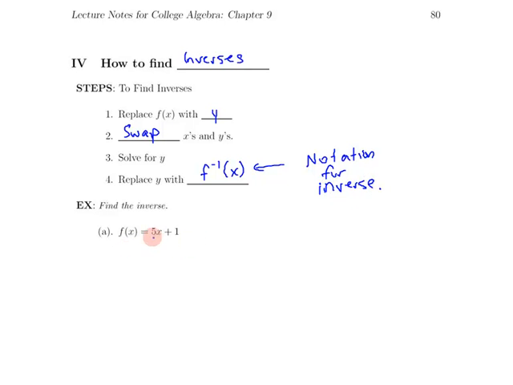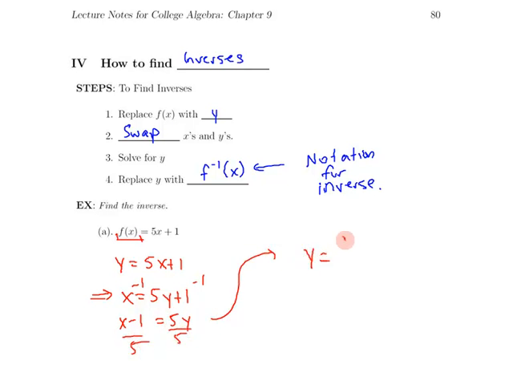So how do I find the inverse of 5x plus 1? Start by replacing this with y, so I have y is equal to 5x plus 1. Now step 2 says swap the x's and the y's, which means everywhere there's an x, put a y, and everywhere there's a y, put an x. So I have x is equal to 5y plus 1. Now solve for y. Subtract 1 from both sides: x minus 1 equals 5y. Divide both sides by 5. That gives me y is equal to x minus 1 divided by 5. And then I can write down that that is in fact my inverse function.